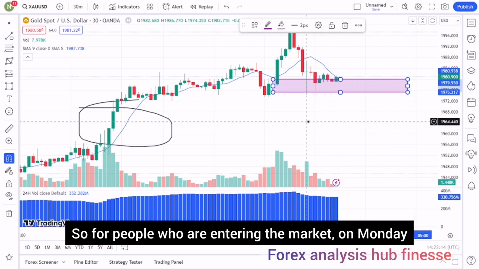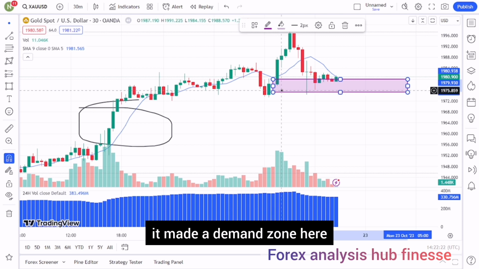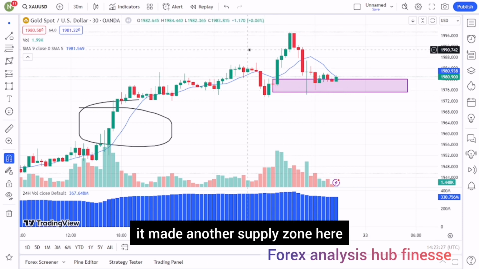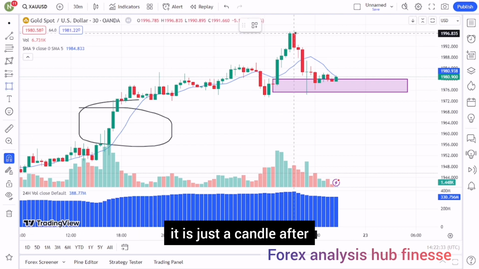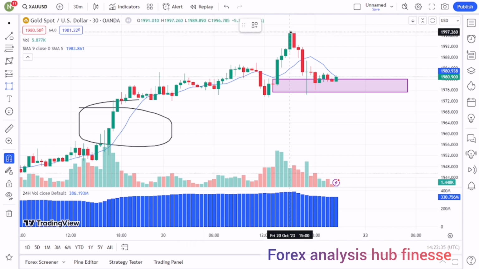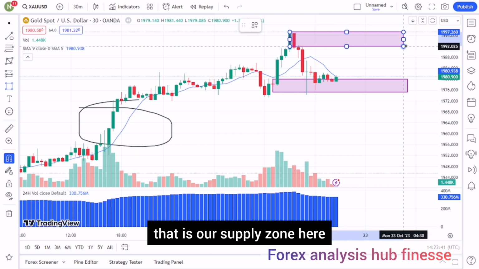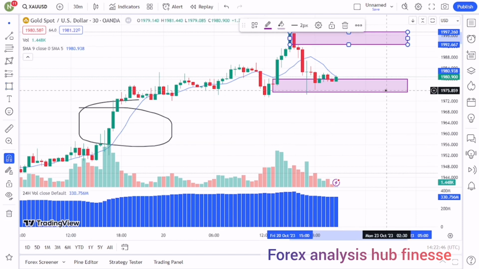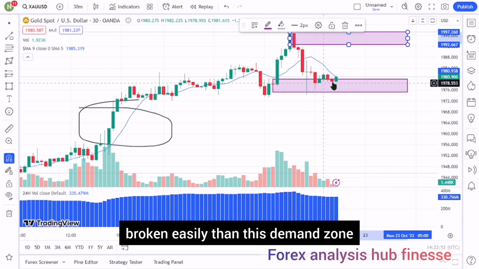So for people entering the market on Monday, you should be very careful with this, because it made a demand zone here, went up again to this point, and made another supply zone here. This is a supply zone because it is a red candle with very high momentum compared to the previous candle. That is our supply zone here, and according to the trend, which is an upward trend, this supply zone can be broken more easily than this demand zone.